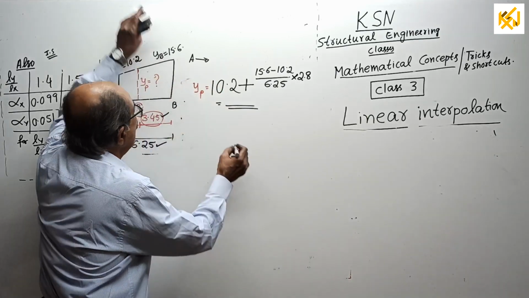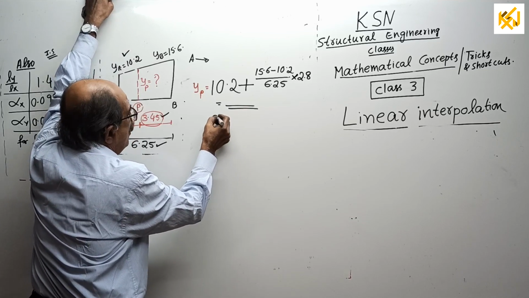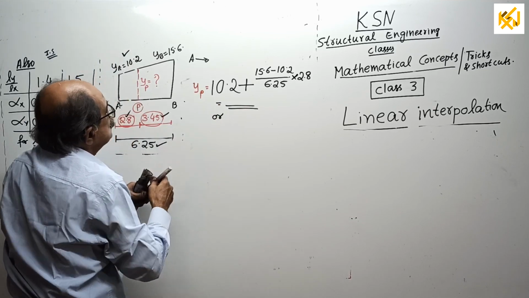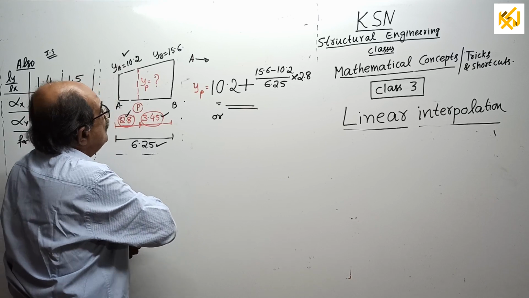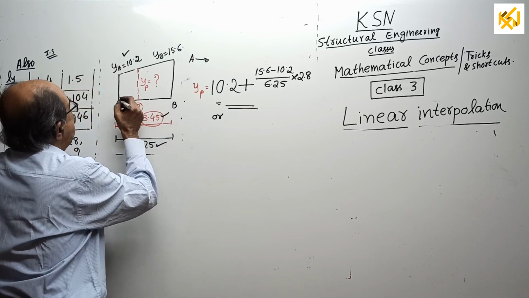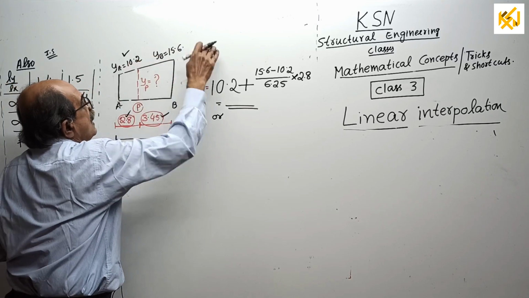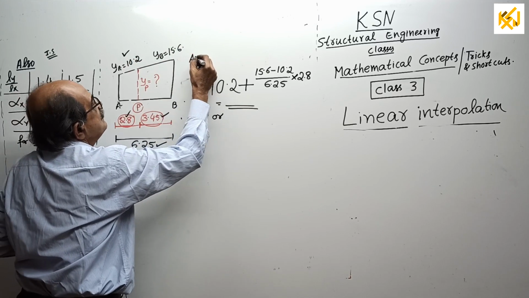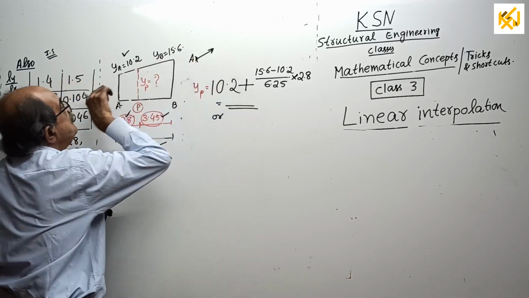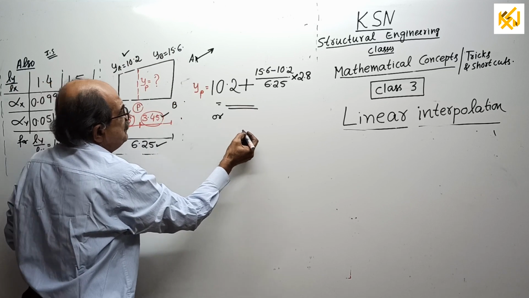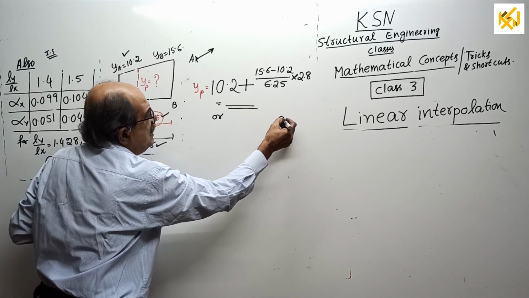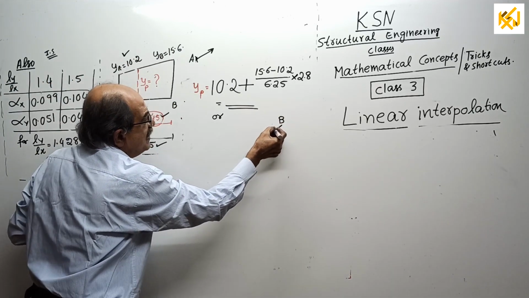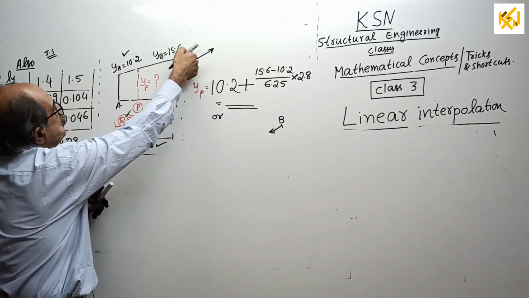Okay. Or you can also find YP. I write here now. See, this is, I will find YP. From A, I will go this way. See, the arrow mark is from A, I am going this way. Or you can do one thing. Or from B, you come this way. From B, you come this way.